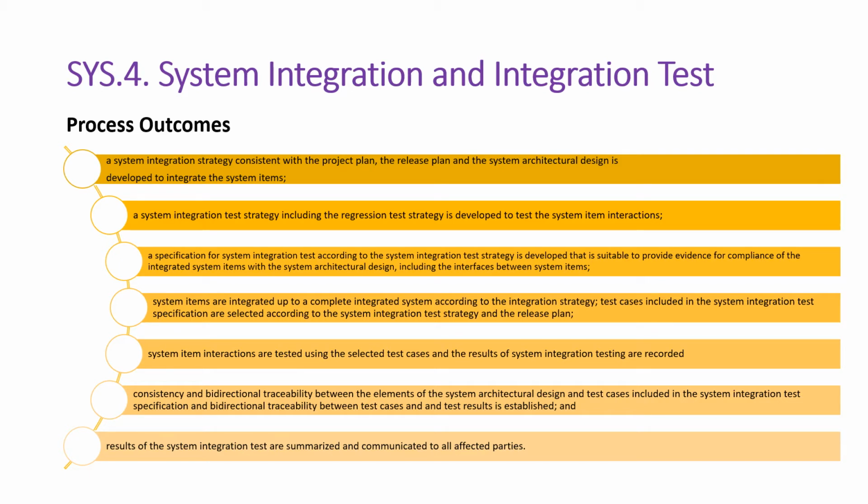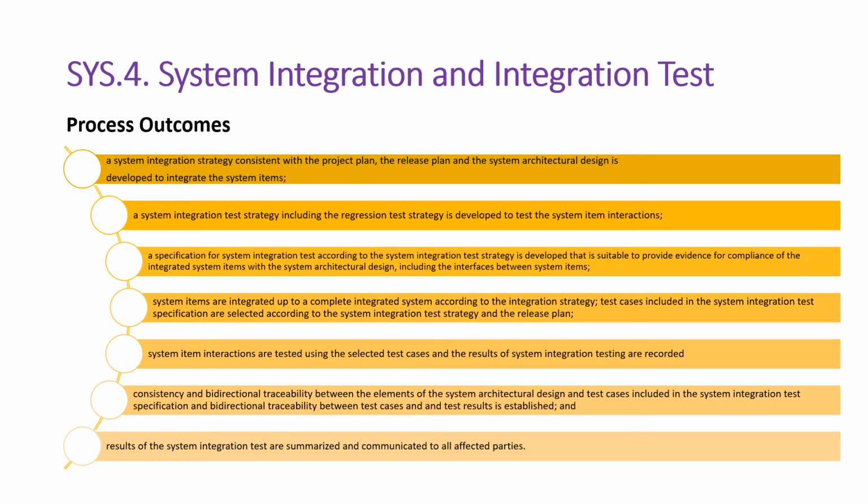So the input to the system integration test specification is the system architecture design. To adhere to the committed timelines, we will also have the project plan and release plan in the input criteria. A regression testing strategy is developed to test the system item interactions. First we run a complete cycle, but if there is any change or add-on to the requirement, that's when we do regression testing.